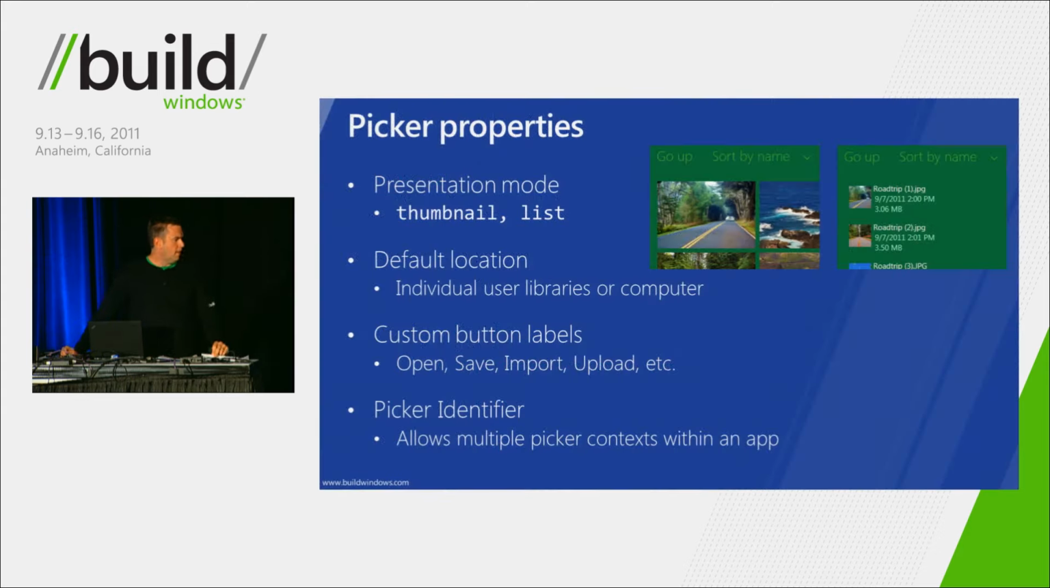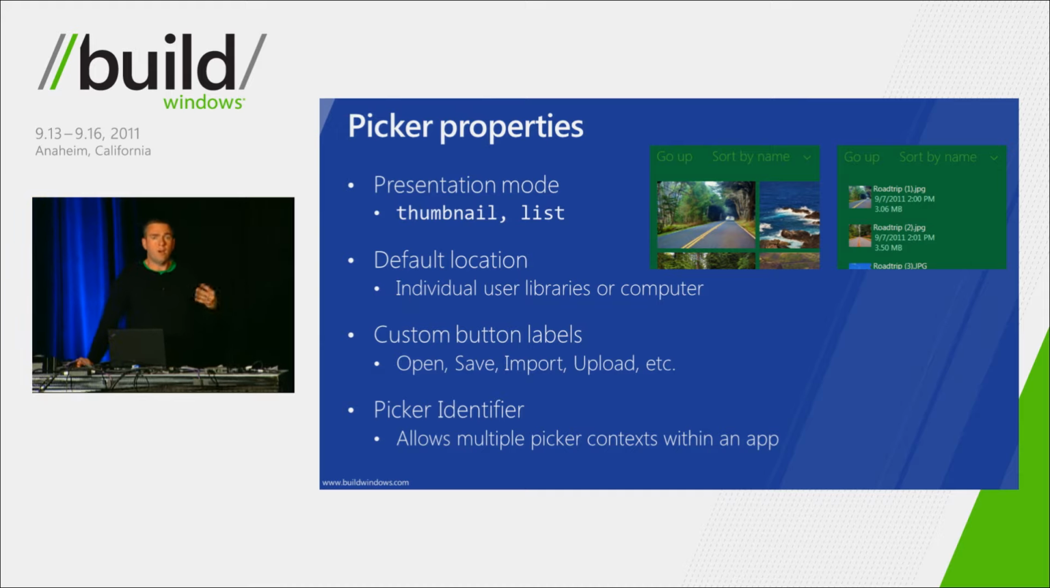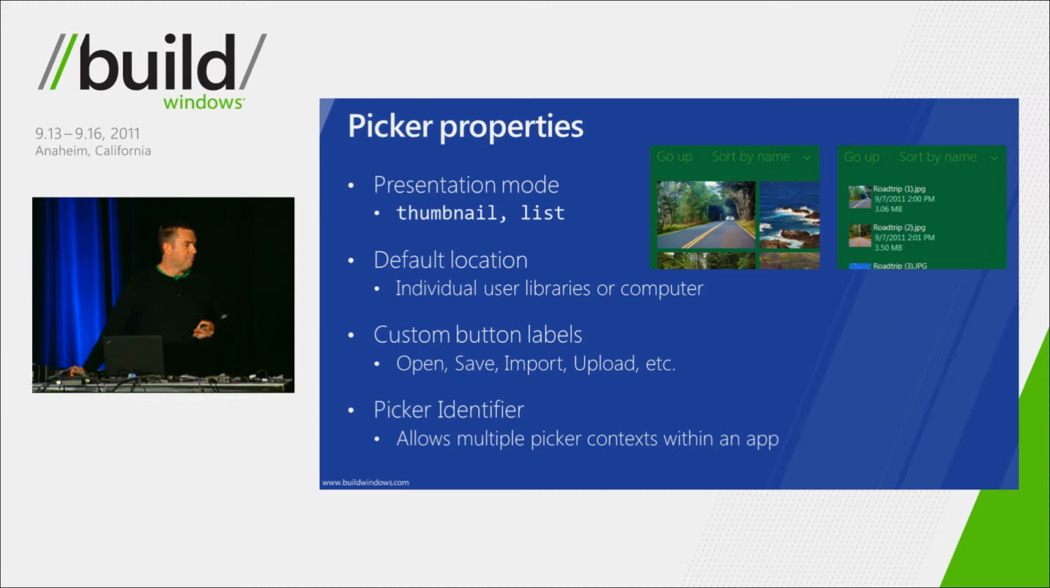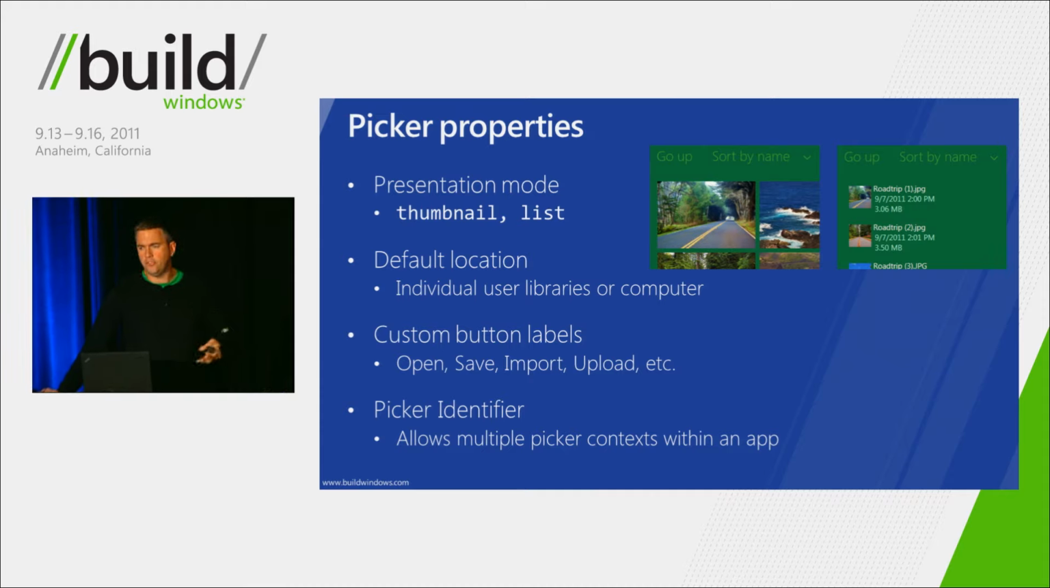All right. I talked a little bit earlier about presentation mode, which you have some control over, so you can decide whether you want thumbnails or more of a list view. The default location we've talked about. You're also able to custom label the button, so whether it says open or scan or whatever the activity you're going to do, you have control over that. The picker also allows for unique identifiers for different contexts. If your application in one place uses a picker to select music, and in another place uses it to select photos, you can have separate identifiers for that, and the system will automatically keep track of the directories and the state of the pickers for both of those independently.